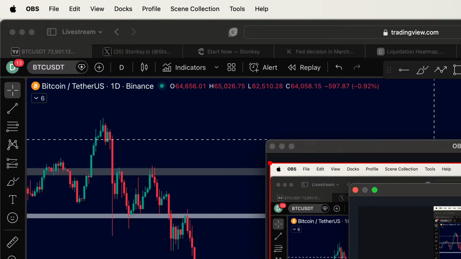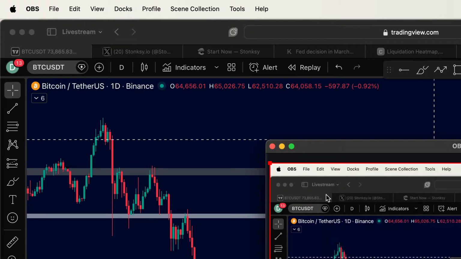And now my laptop's frozen. Brilliant. Absolutely brilliant. So you can see that, and now my laptop's frozen. I don't know why OBS does that. If you've got it open for a while, it just sticks.